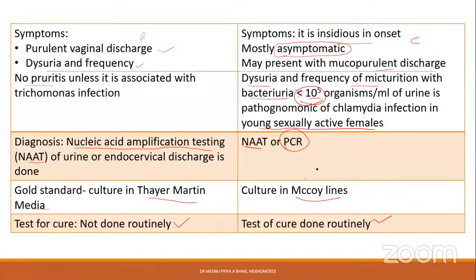The main reason for it is because it is an STI, so the female shouldn't be giving the infection to others. So with test of cure, we should make sure the female is cured completely of the infection so that it is not spread to others. So test of cure is done routinely in chlamydia.